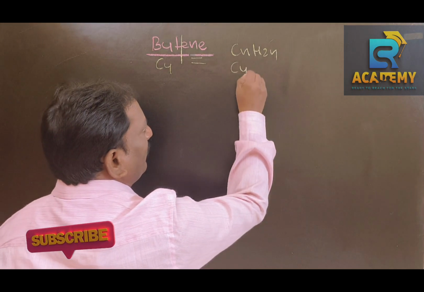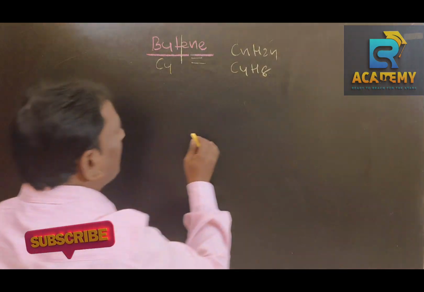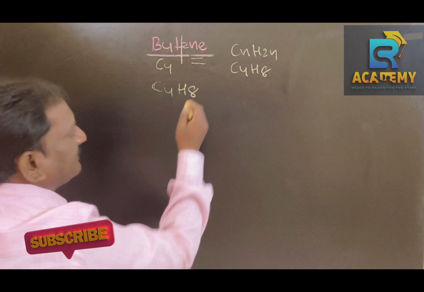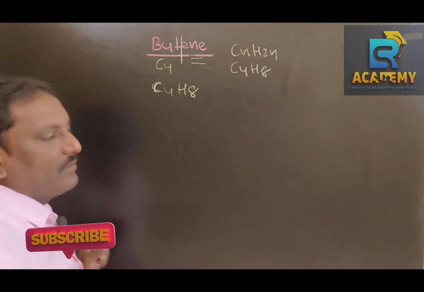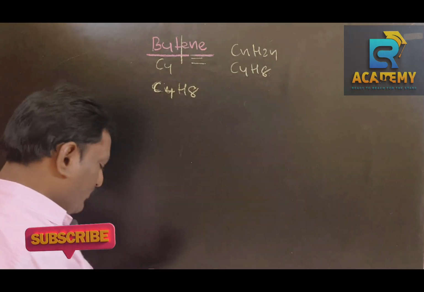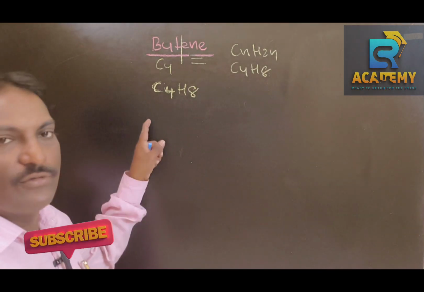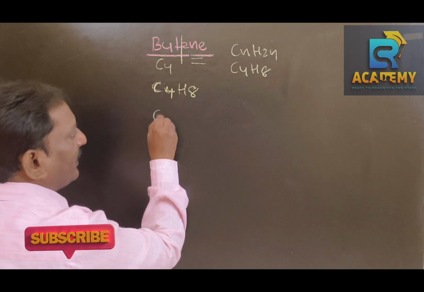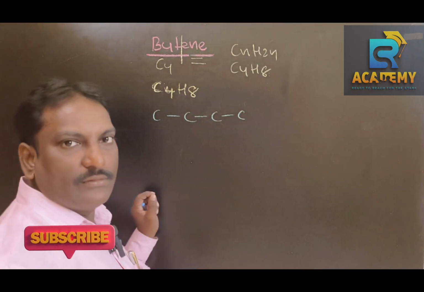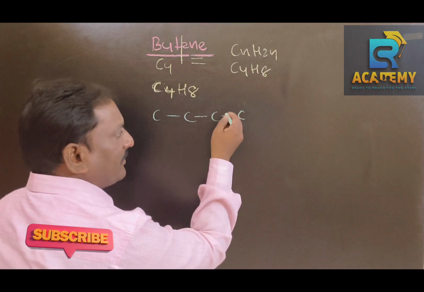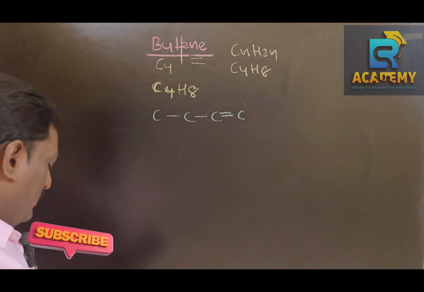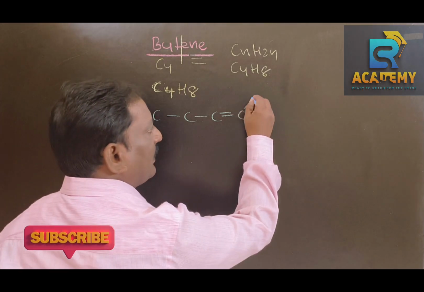4. C4H8. The chemical formula of butene is C4H8. Right. Now let us find out the number of covalent bonds. To find the number of covalent bonds, we need to draw the detailed structure. 4 carbon atoms: 1, 2, 3. Among these, one double bond must be placed between any 2 carbon atoms. Okay. The remaining valency must be filled with hydrogen.